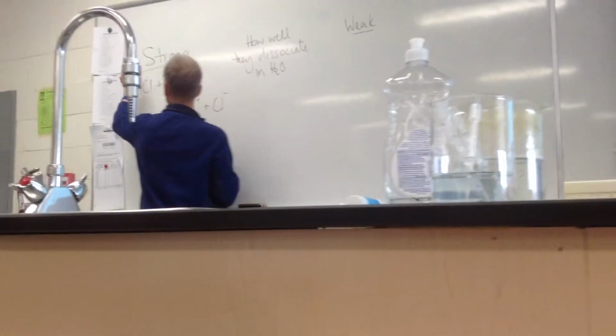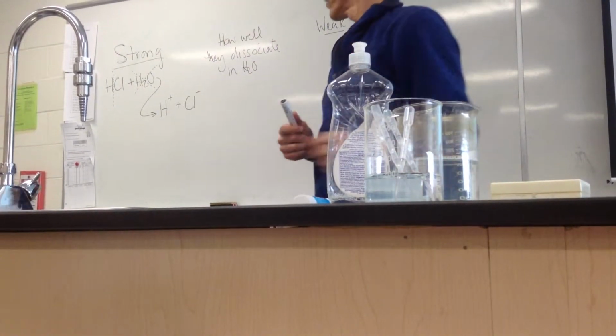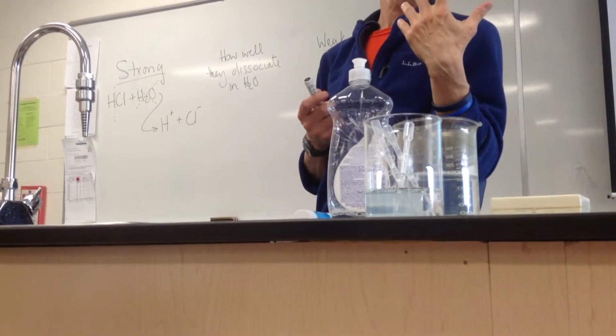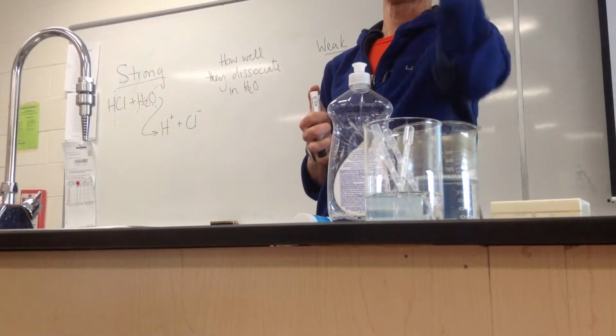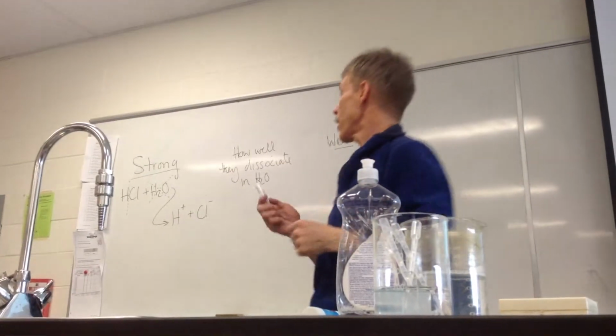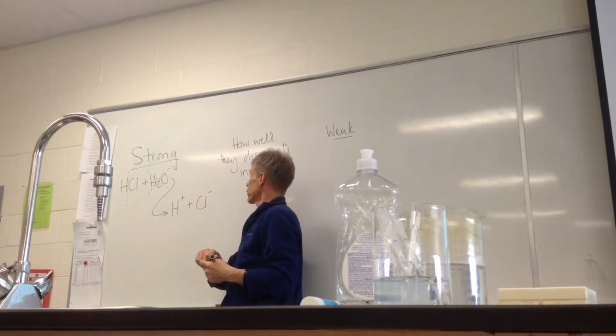Do the following. It's going to break that apart. It's going to form two ions, all right? So if you've ever seen strong acid, it doesn't look clear. It actually looks kind of murky because you can see the stuff moving. It's the ions in there, all right? So you have hydrogen ions and chlorine ions.